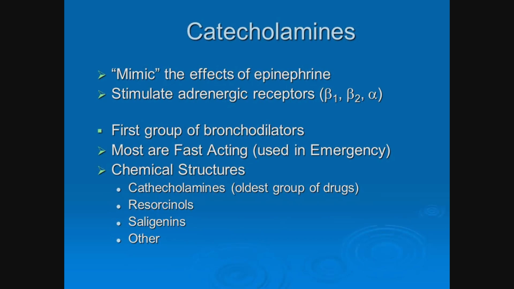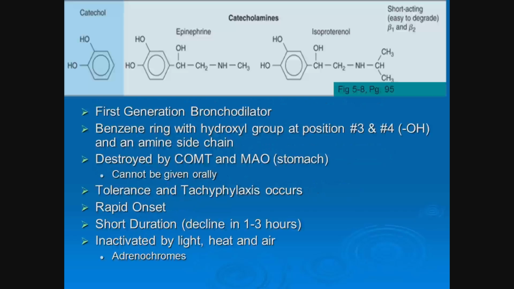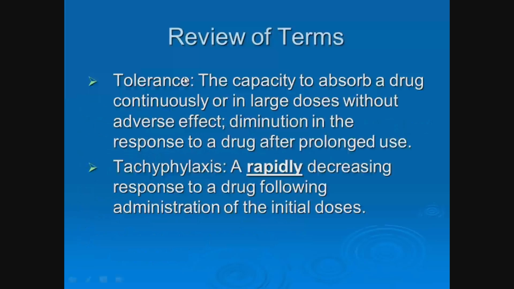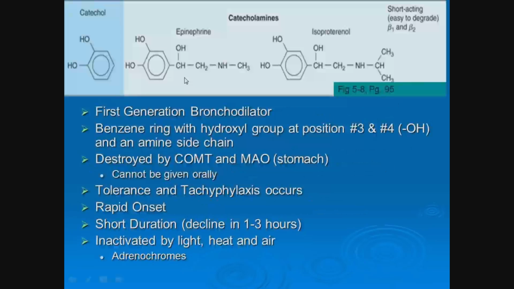Okay, and these were the first group of bronchodilators that we were using. Most of them were very fast acting, so they were great for an emergency. But they've developed over time where catecholamines were the base. Now we have other drugs that are called resorcinols, saligenins, and some other ones that we'll talk about as we go along. So our first generation bronchodilator, again, was this group of catecholamines, most specifically being epinephrine.